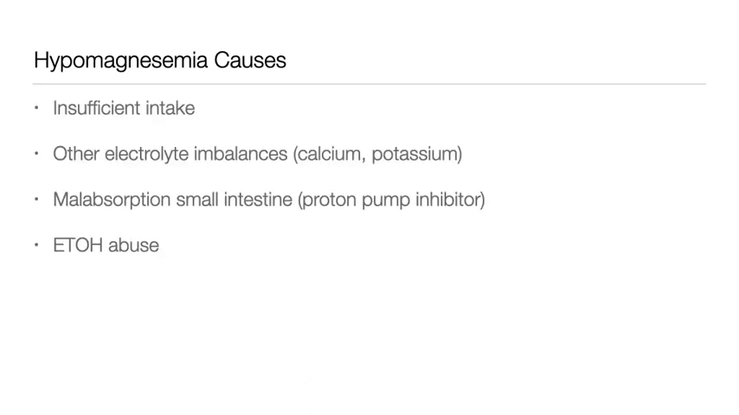So you can have hypomagnesemia from not gaining or not eating enough foods with magnesium in it. You can have it from not having other electrolytes. Like we said, magnesium is related to calcium and potassium imbalances as well. Malabsorption, you might not be able to absorb that magnesium due to a proton pump inhibitor or some other cause. And then we also see ETOH abuse as a cause of hypomagnesemia.